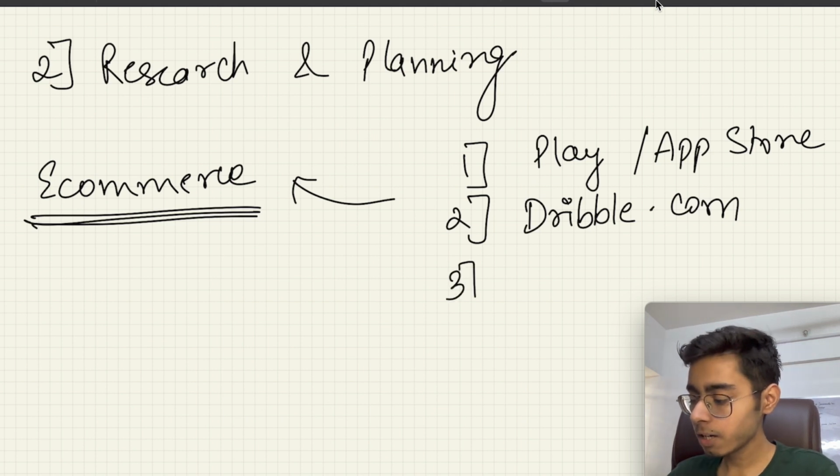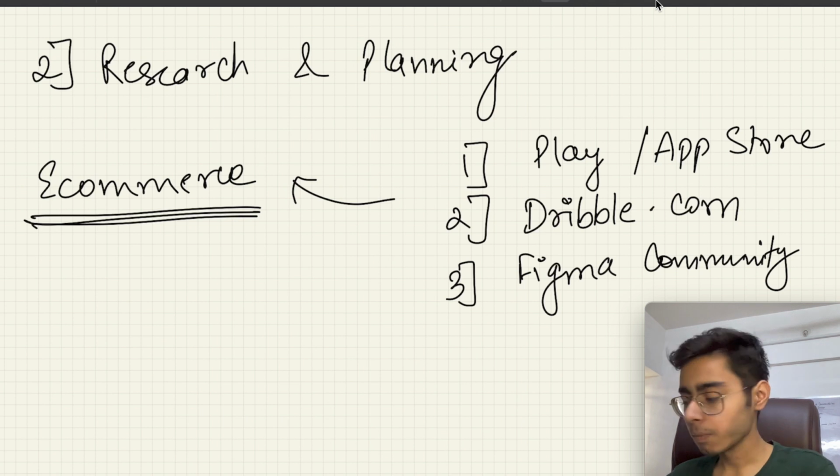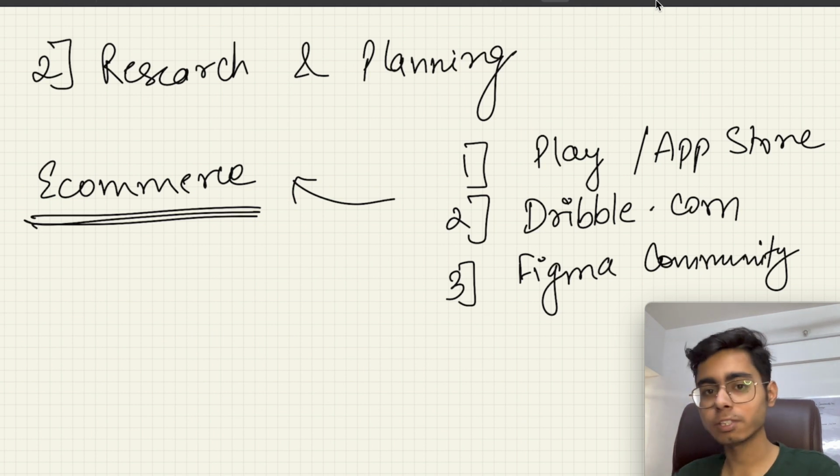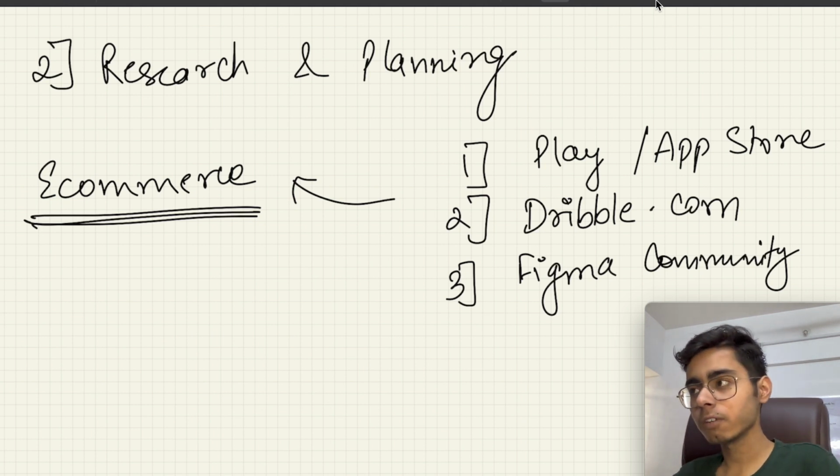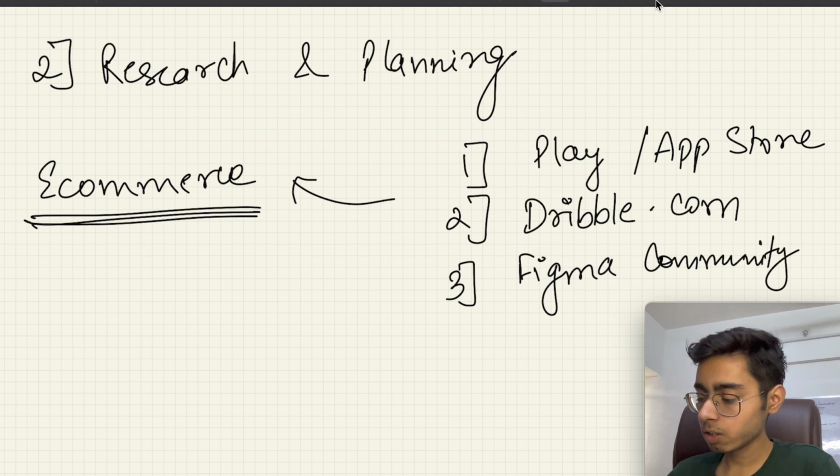Now third is Figma community, right? On Figma also, many designers have published their design works on Figma community. That is open source, that is free of cost. You can go there and duplicate the projects. Now, one more thing that will be helpful from dribble.com and Figma community.